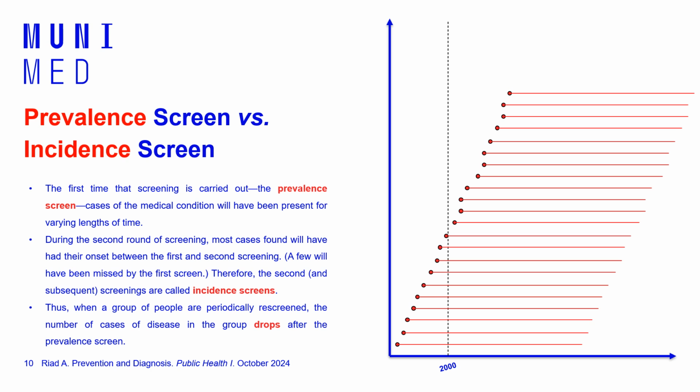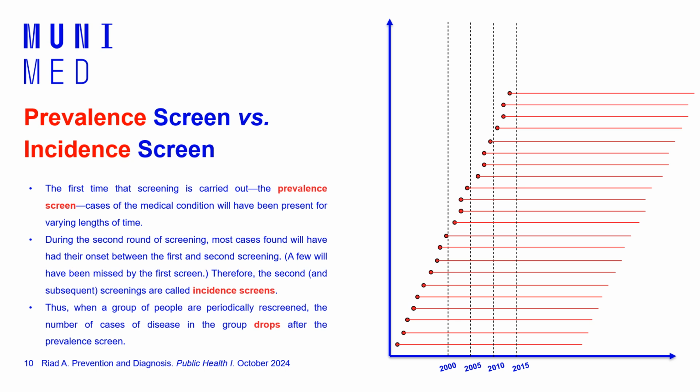Okay, then as we said, this screening program will be conducted every 5 years or on a regular basis. That's why in the second round, which was the round of the year 2005, we saw only the cases that emerged between 2000 and 2005, and this is only a small fraction. As you can see here, it's only 4 cases. We consider these to be incidence cases, and that's why this second screening phase is called the incidence screen.